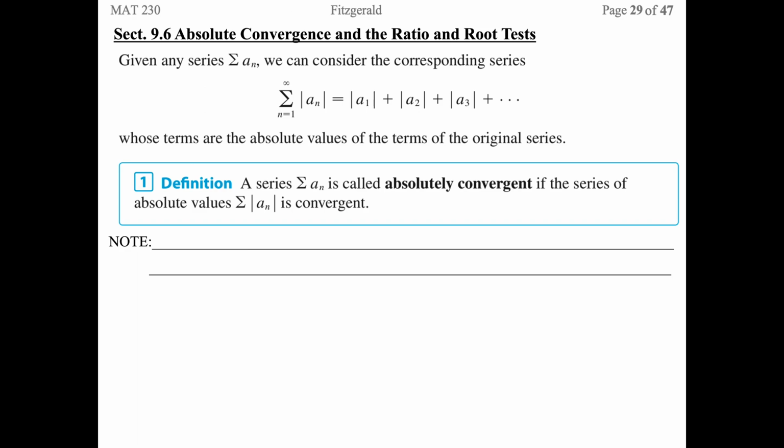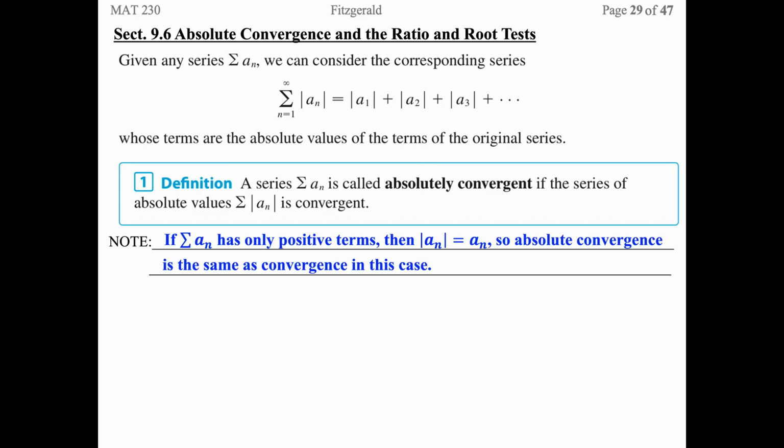Let's put absolute value bars around our function. That means every term is going to have absolute value bars around it, which in turn makes every term positive as we add these together. So these terms are the absolute values of the terms of your original series. Our definition: a series of a sub n is called absolutely convergent if the series of the absolute values of all your terms is convergent.